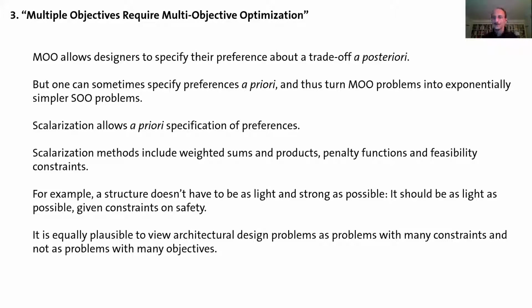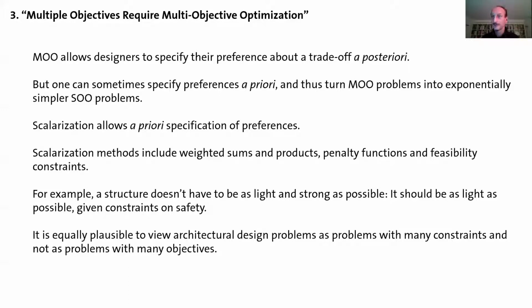Multiple objectives require multi-objective optimization. This is the next stage where you say, well, yes, designers often have multiple objectives, but that doesn't necessarily mean they need to use multi-objective optimization algorithms. They could also use a scalarization method like weighted sums, products, penalty functions, feasibility constraints to combine several objectives. And the only difference with multi-objective optimization is that in multi-objective optimization, you need to define your preferences about these different objectives after the optimization, while if you want to use single objective optimization with scalarization, you need to define your preferences before optimization.